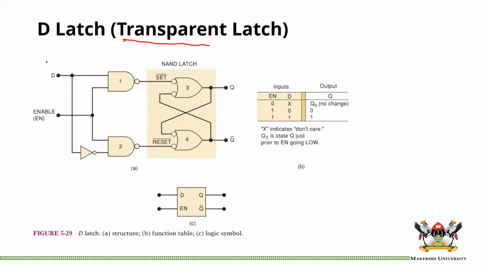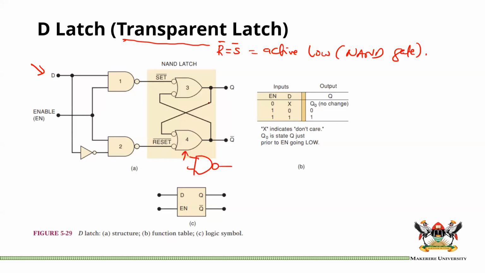So you have your data in. Let us look at the circuit the way it is. We have our data in. You can see that the set and the reset, R and S, are active low. So you remember the NAND gate latch. This is obviously a NAND gate, because that is basically similar to that. Okay, so let us see how this operates.